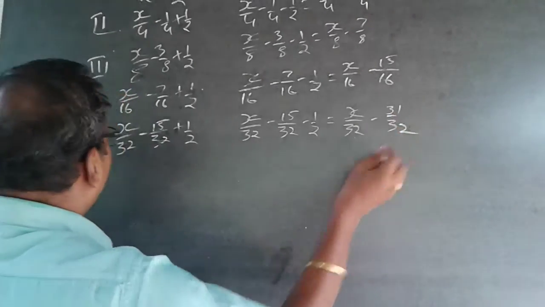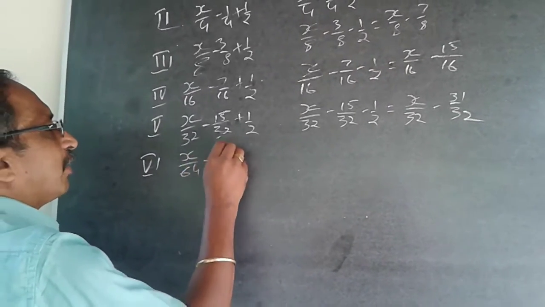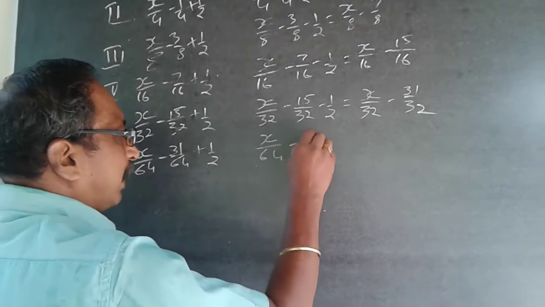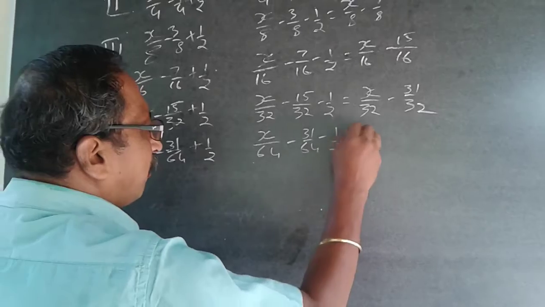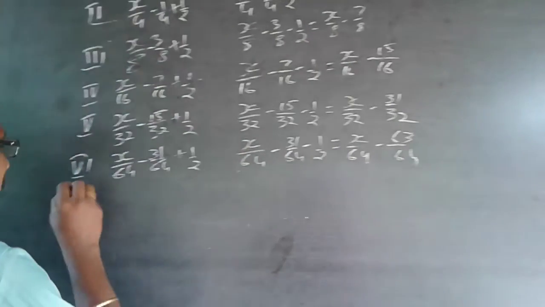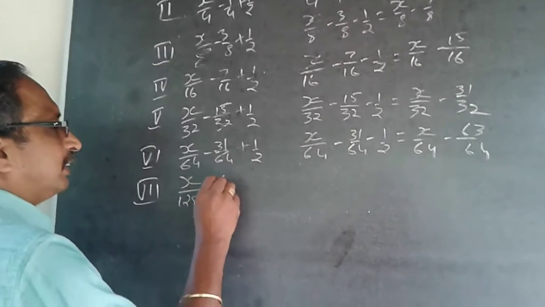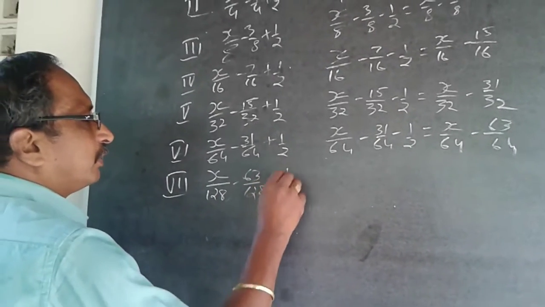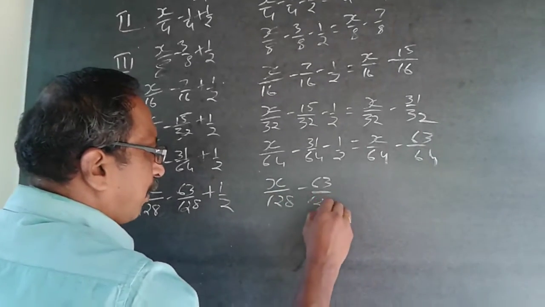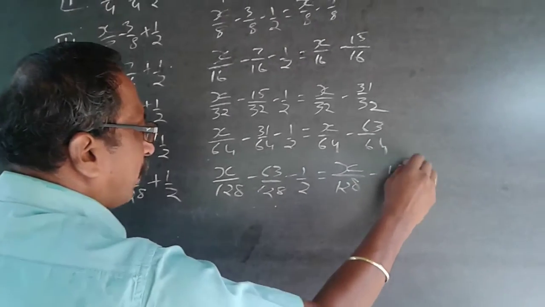Then the sixth person, half of it will be x by 64 minus 31 by 64 plus half. The remainder will be x by 64 minus 31 by 64 minus half, which is x by 64 minus 63 by 64. And to the last person, he will be giving away half of it, which will be x by 128 minus 63 by 128 plus half. The remainder will be x by 128 minus 63 by 128 minus half, which is x by 128 minus 127 by 128.